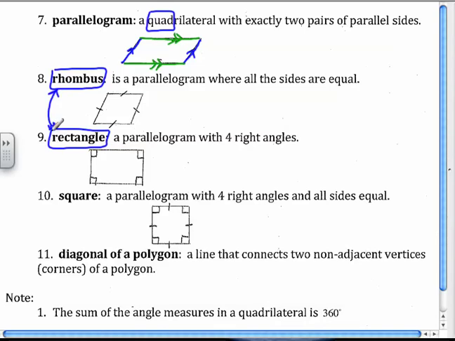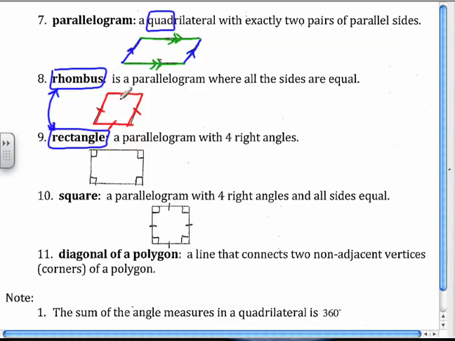A rhombus is a parallelogram, but it's a special kind of parallelogram. It's a parallelogram where all the sides are equal in length. So you can look at it, it kind of looks like a square that's been pushed over on its side. It's a little tilted, like someone needs to come and fix it. And all of the sides are equal. That's what these dashes mean. They all have the same length. That's what a rhombus is.